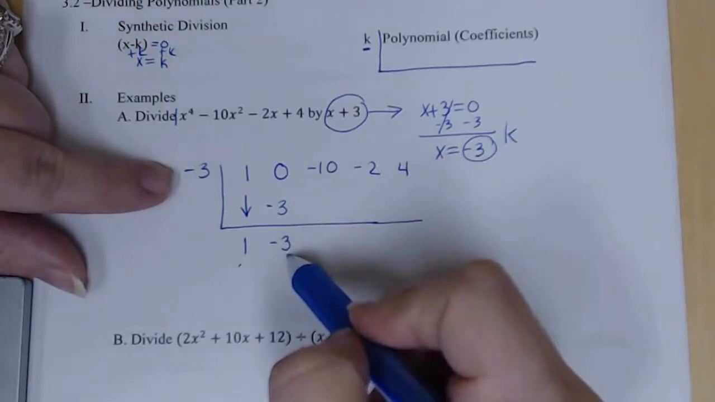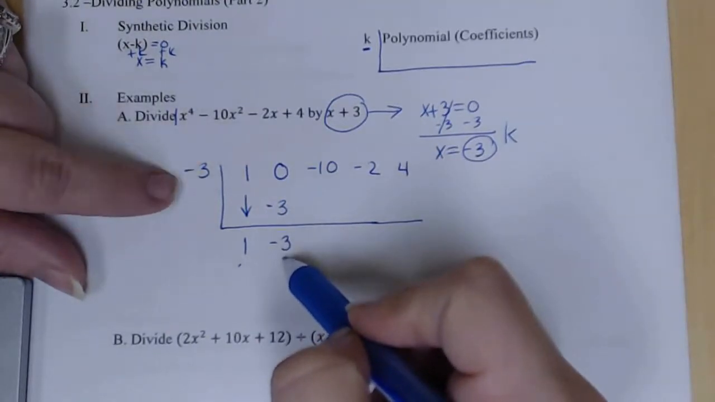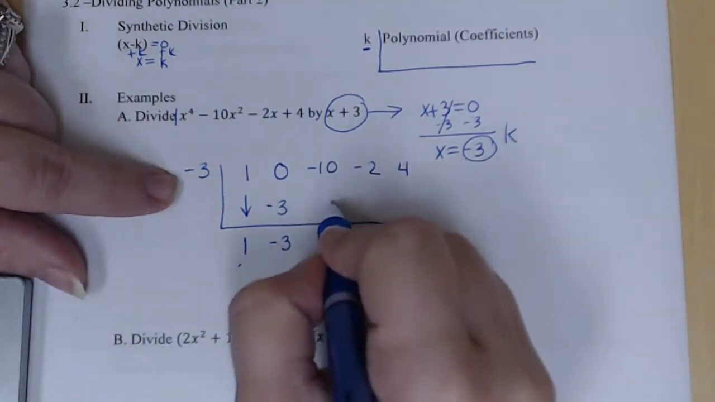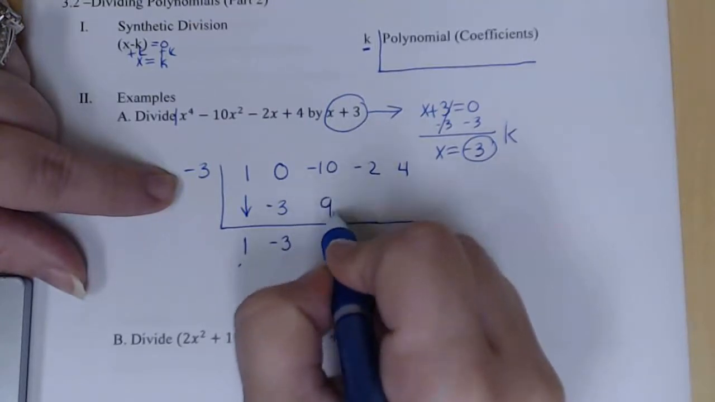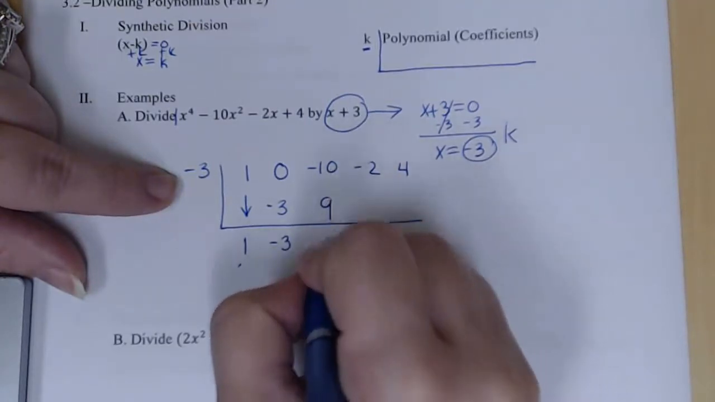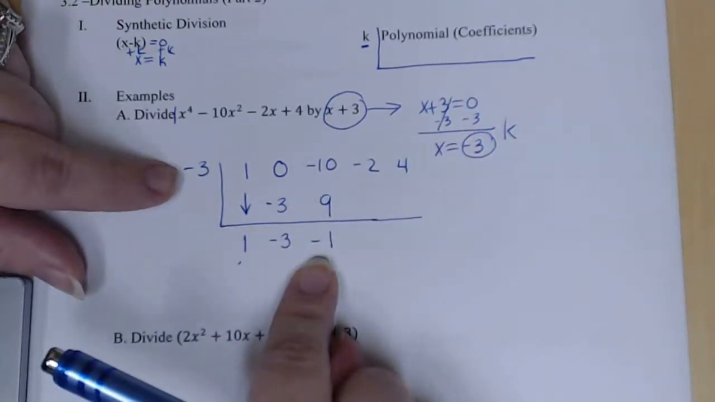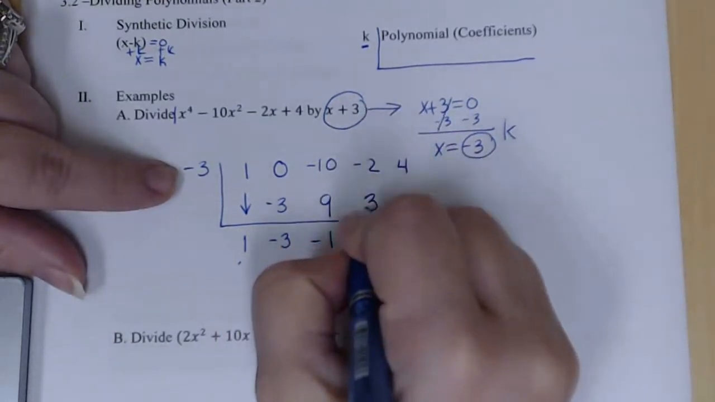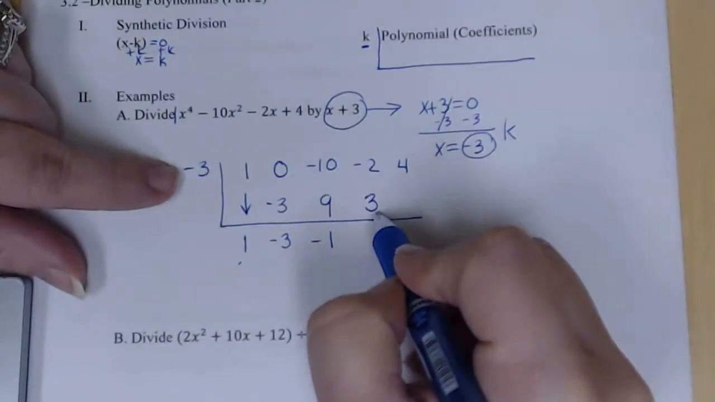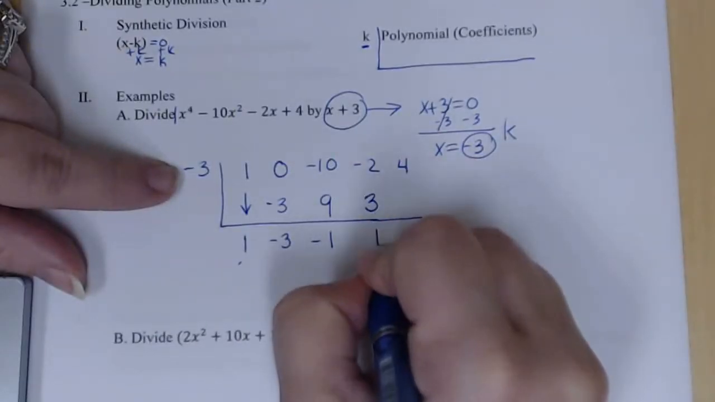And I'm going to multiply. Negative 3 times negative 3 is positive 9. I'm going to place that here. I'm going to add vertically. Negative 10 plus 9 is negative 1. Then I'm going to multiply. Negative 3 times negative 1 is positive 3. And then I'm going to add. Negative 2 plus 3 is positive 1.